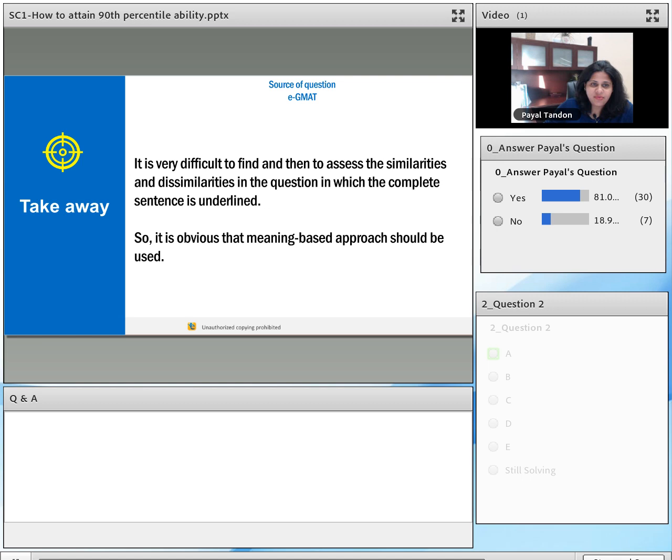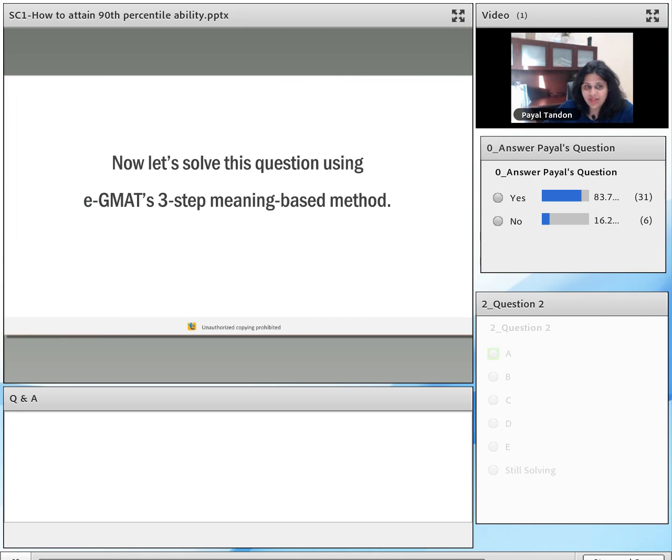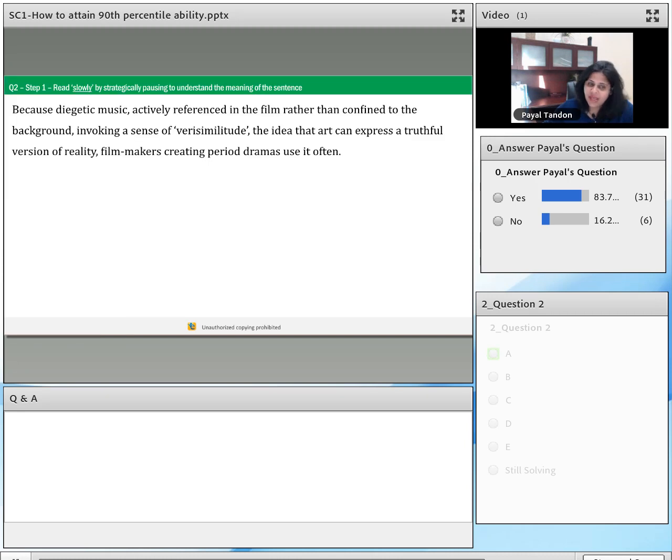So really, this is an e-GMAT question. In a sentence that's completely underlined, it is difficult to find similarities and dissimilarities, right? So applying the splits method becomes really difficult here. So again, the e-GMAT meaning-based method is what we need to use. That's what we're going to do here now. Because, this means that because the author has used the word because, there is a cause and effect here.